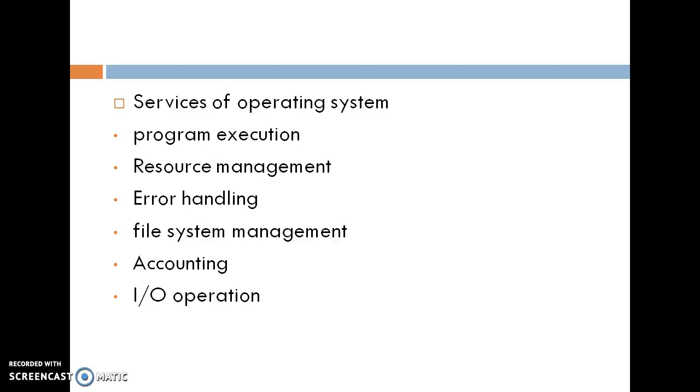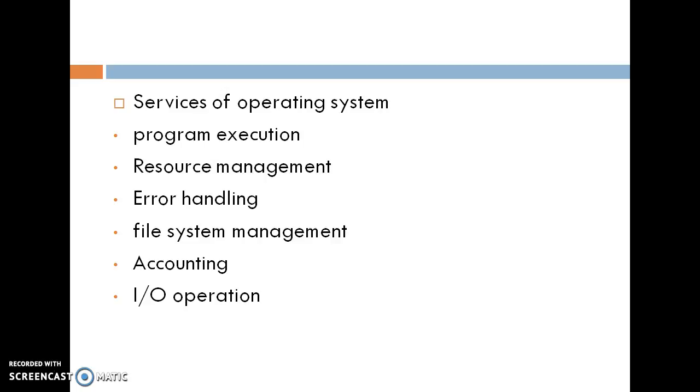Then the next service given by the operating system is accounting. A single system can be used among multiple users, and this is possible by providing the different users with their different login names and passwords. The user can provide his or her login name and password, and a single system can be shared among multiple users. So the operating system must be able to maintain accounts of all these users with the details of their login names and passwords.